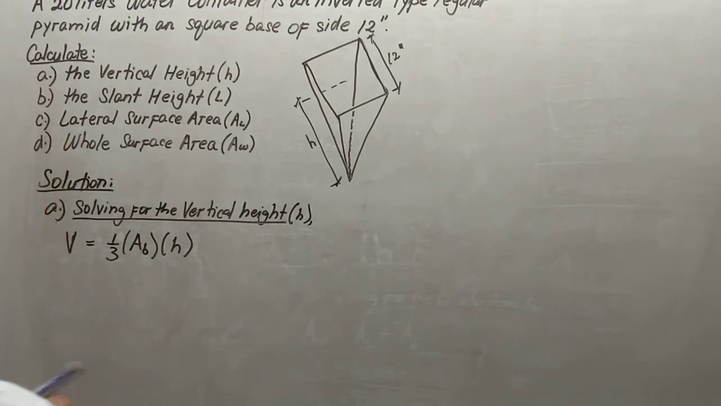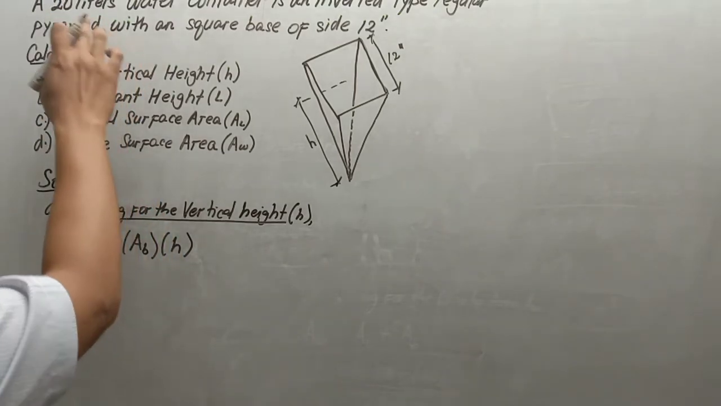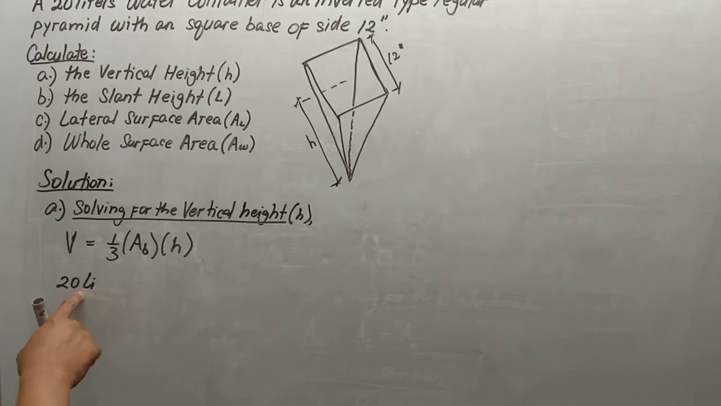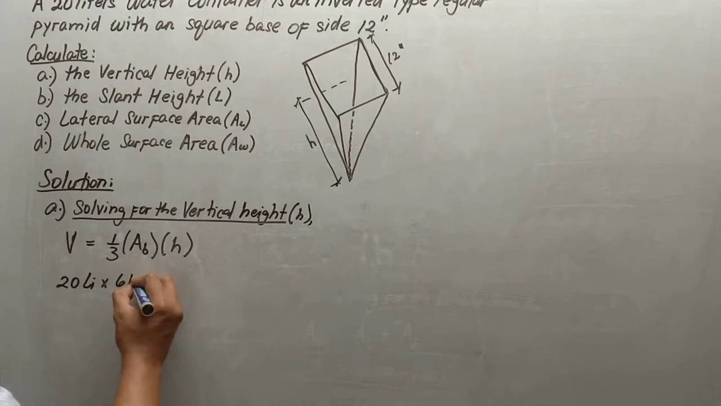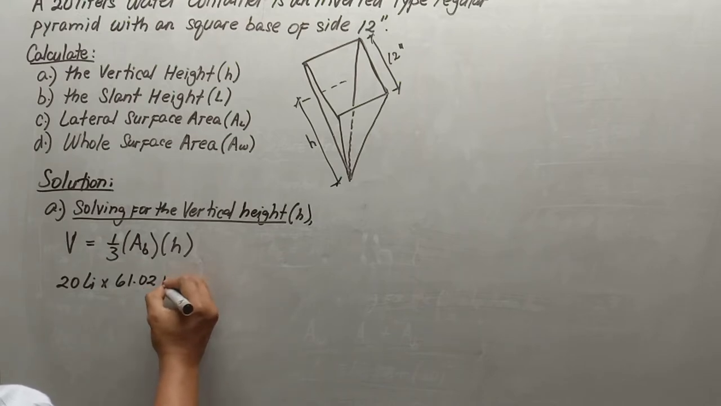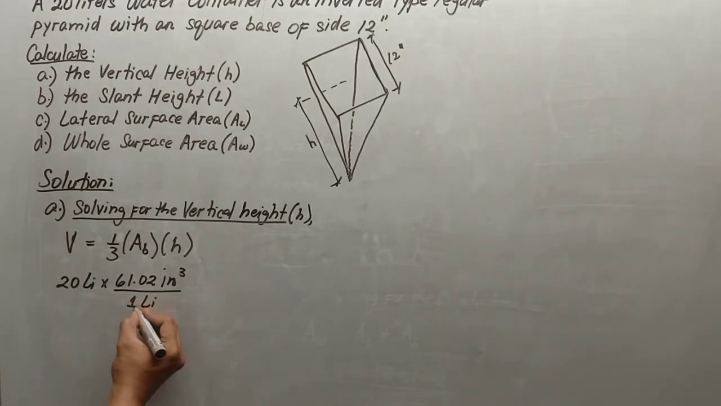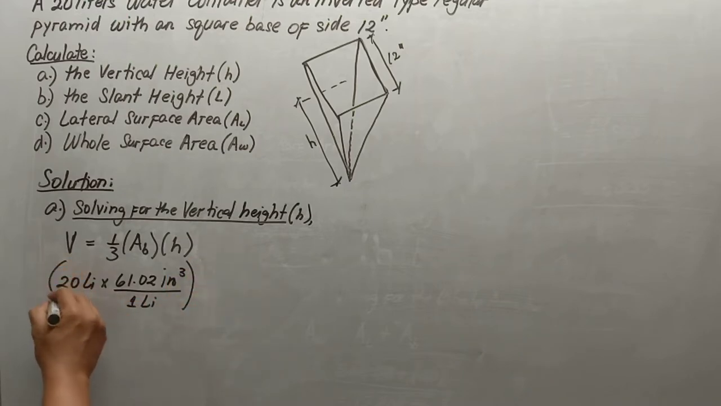Okay, take note. So substitute the volume, which is 20 liters. Let me write L as liters, okay? Times 61.02 cubic inches per liter. You are substituting the value of the volume, guys, in this equation, okay?